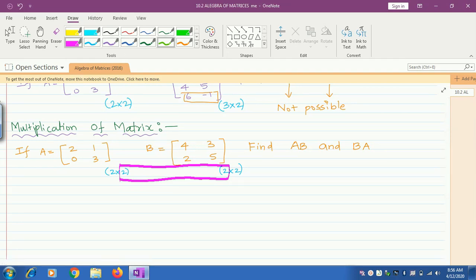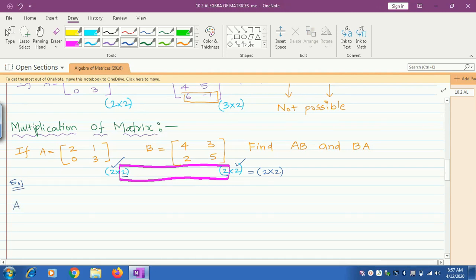This is the row and column. The column of A is equal to the row of B, then only it is possible, otherwise not. The same number should be here. If it is 2, it is 2. If it is 3, 3. Same number, right? So what is the resultant matrix? The final answer matrix will be 2 cross 2. Let us check. 2 cross 2. Okay.